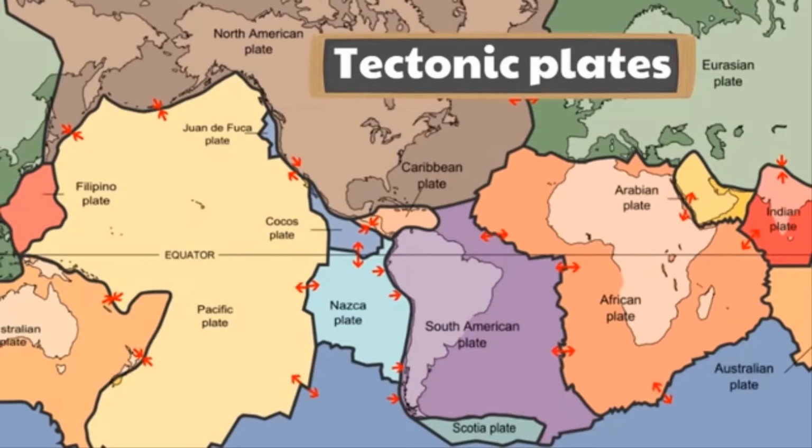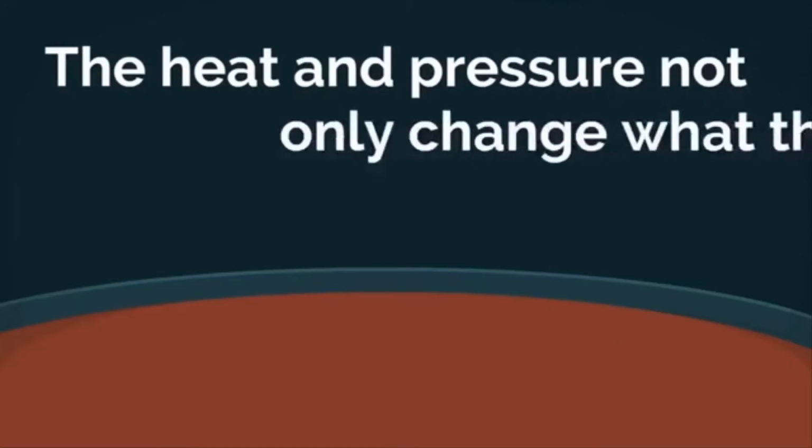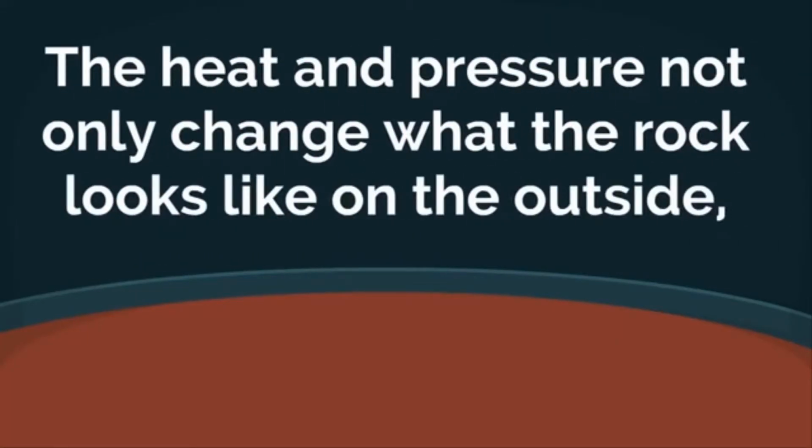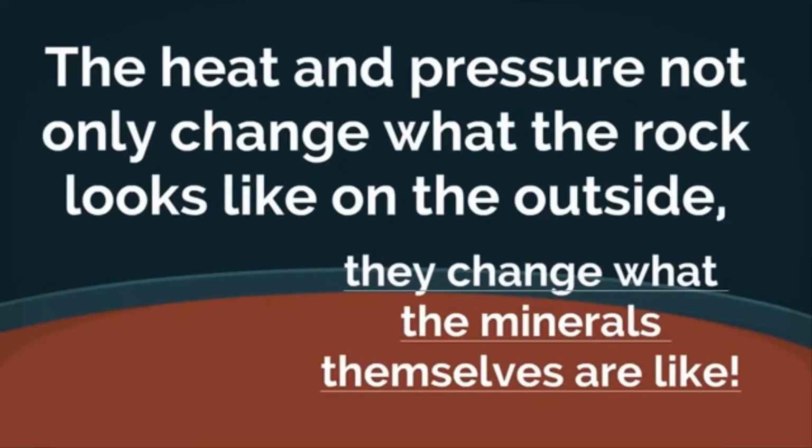These huge plates move and push against each other. And there is a lot of heat and pressure there. Oh! That's why there are so many metamorphic rocks that form in and around the Earth's crust. Wow. Mystery solved! And this is cool. The heat and pressure not only change what the rock looks like on the outside, they change what the minerals themselves are like, so the rock actually changes form.